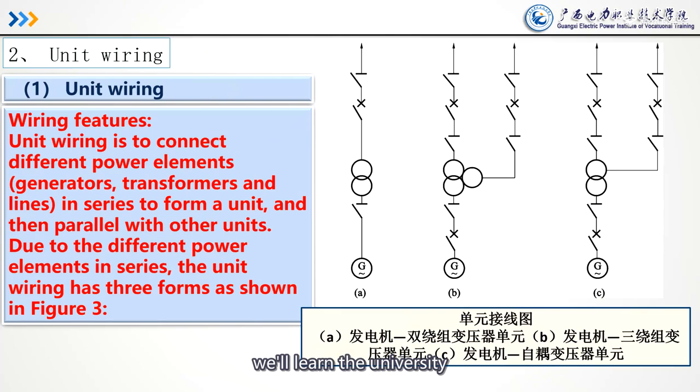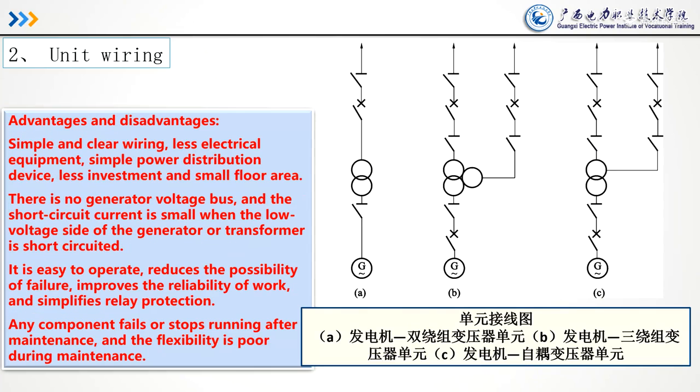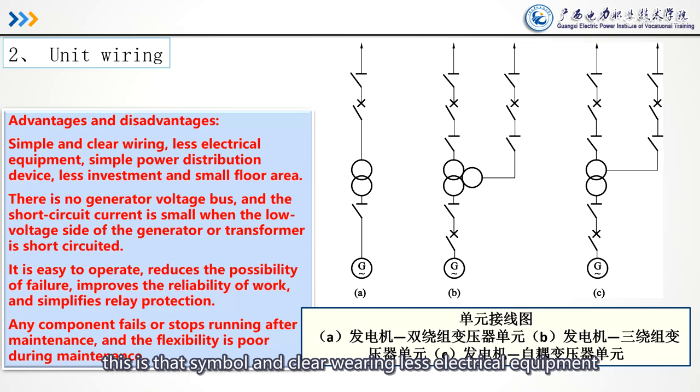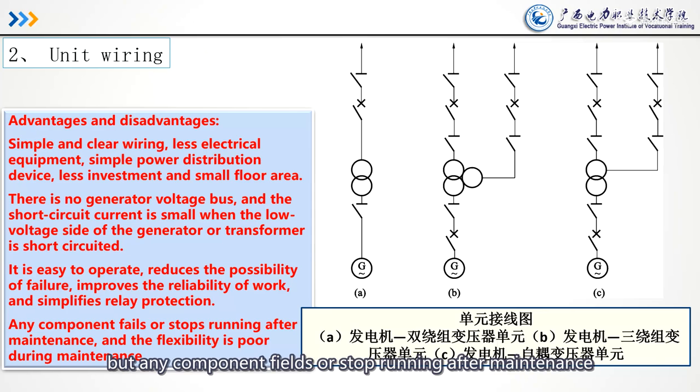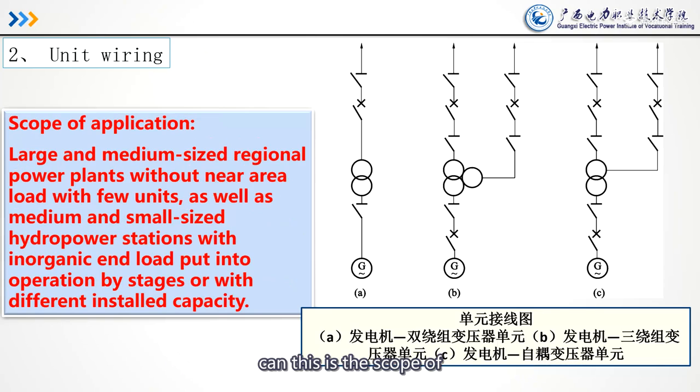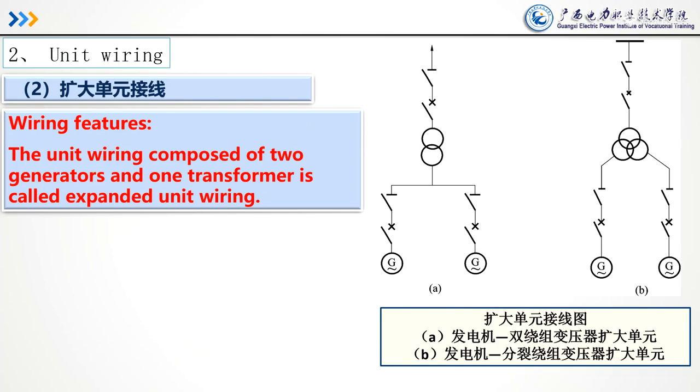And also we'll learn the unit wiring. The unit wiring means to connect different power elements in series to form a unit and then connect it in parallel with other units. The advantages and disadvantages are simple and clear wiring, less electrical equipment, and simple power distribution. But if any component fails or stops running, the whole unit stops, and the flexibility is poor during maintenance. And this is the scope of it.